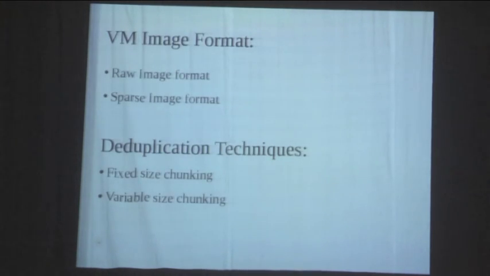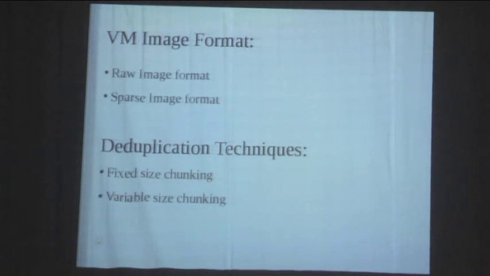Before going to the architecture, I want to make a note of different image formats of the virtual machine and deduplication techniques. The image formats are the raw image format and the sparse image format. What exactly is the raw image format? A raw image format simply copies the data byte by byte into the file, whereas a sparse image format does some complex mapping of the data blocks onto the physical disk. According to the performance measure, the raw image format is more performant for I/O operations, but it is a bit large in size.